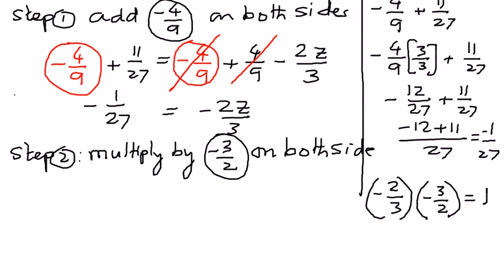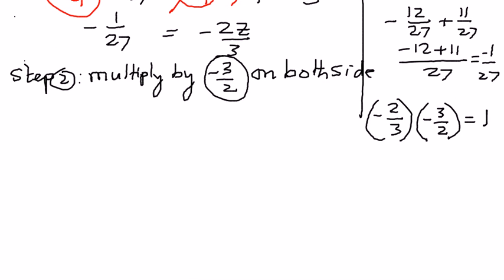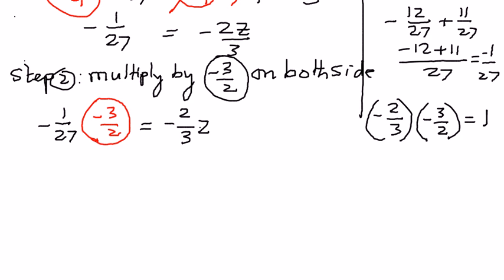And when we do that, this is what we're going to come up with. Negative 1 over 27 is what we have on the left hand side. We're going to multiply that by negative 3 over 2, and that is going to be equal to negative 2 over 3z (let me distinguish that between a 2 and a z), and then we are multiplying that by negative 3 over 2.